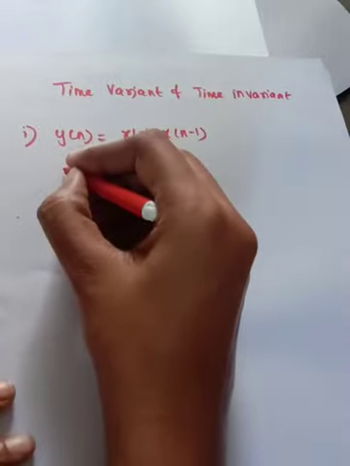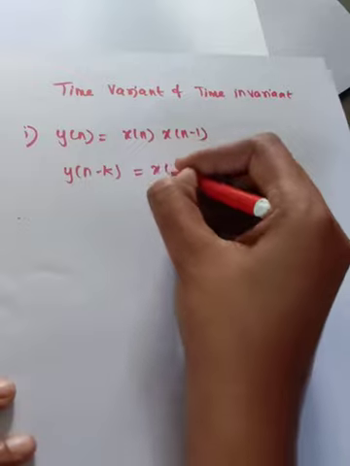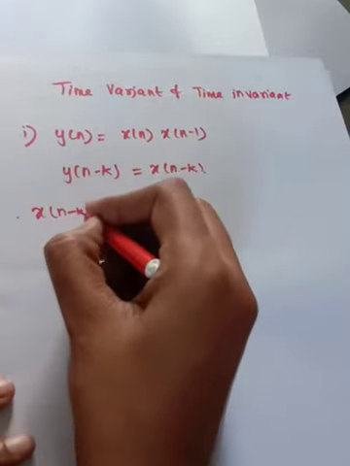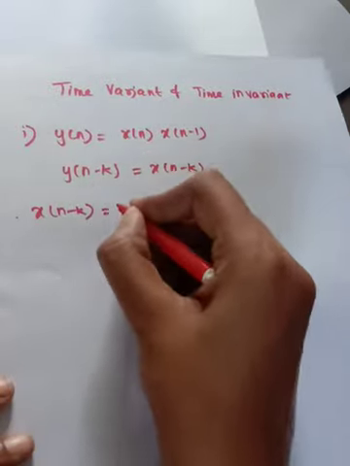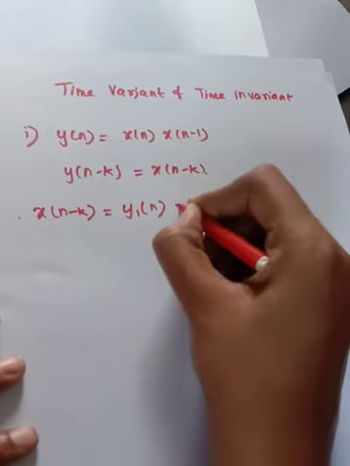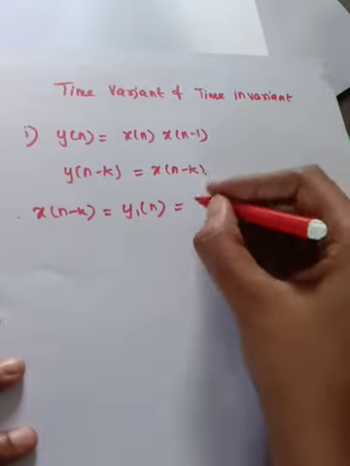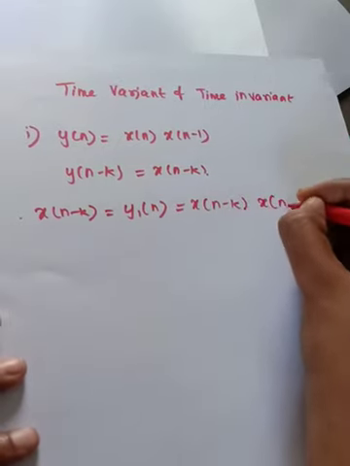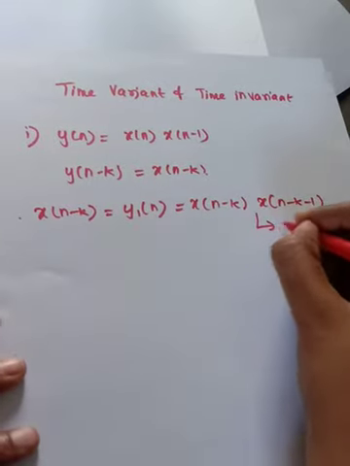So here what we need to do is we need to prove y of n minus k equal to x of n minus k. First we need to find x of n minus k. So the output is y1 of n. Wherever you are having x of n, there you need to replace x of n minus k. So x of n minus k minus 1. This is your output 1.